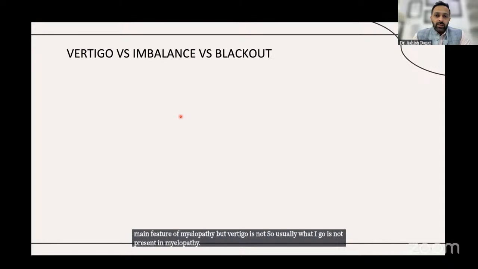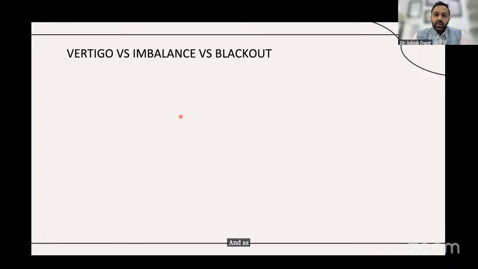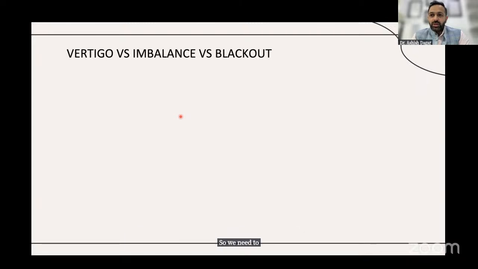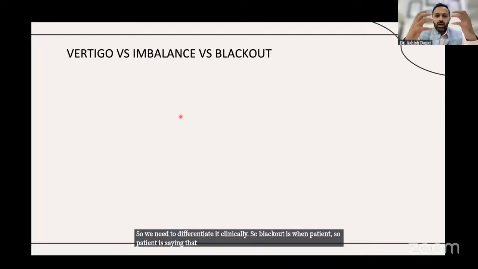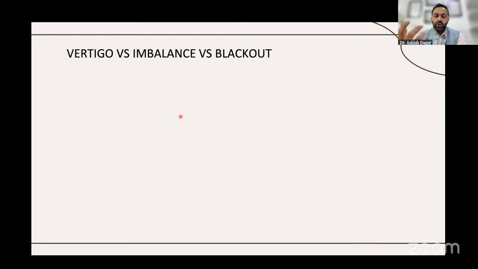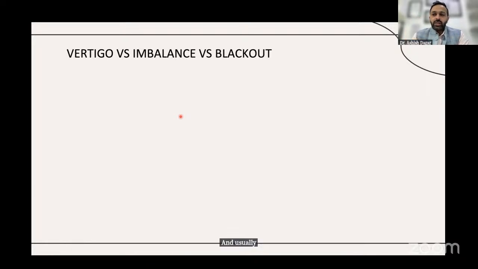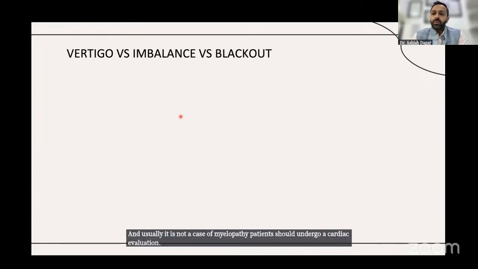As the subset of patients we are dealing with are quite old, the patient might have blackouts because of other diseases also. So we need to differentiate it clinically. Blackout is when the patient says "उनकी आंखों के आगे काला अंधेरा छा गया." This is the line a patient says, and usually it is not a case of myelopathy. The patient should undergo a cardiac evaluation and a neurological evaluation by a neurologist.